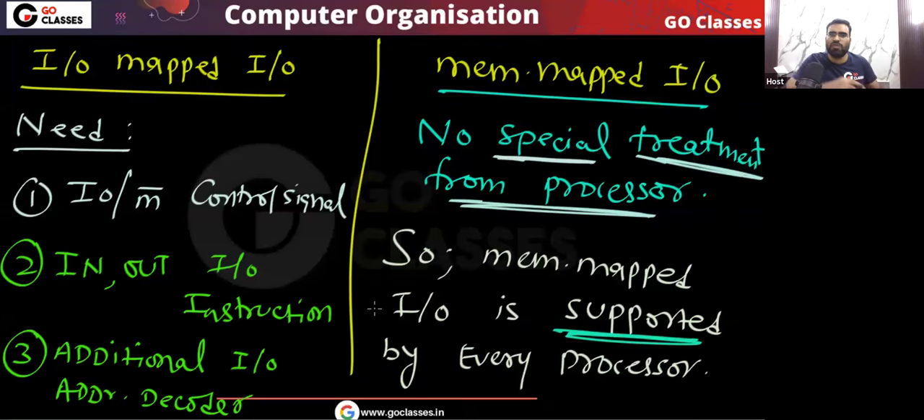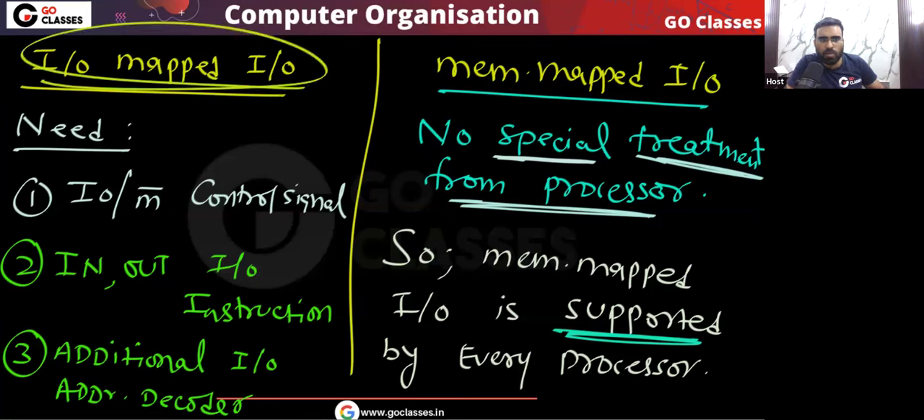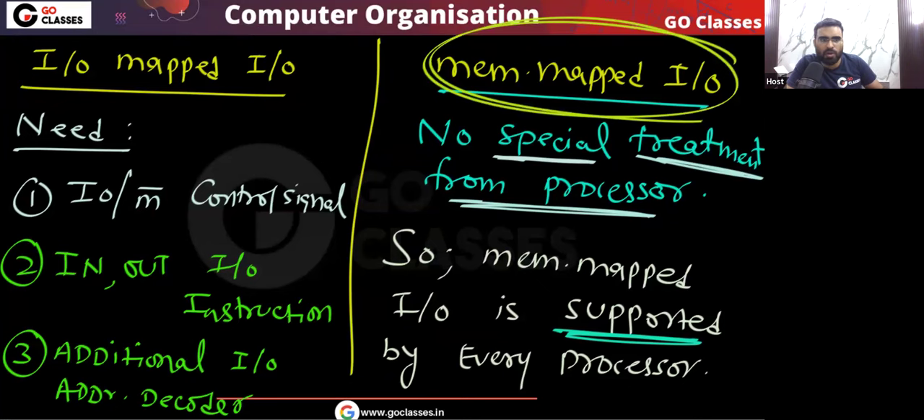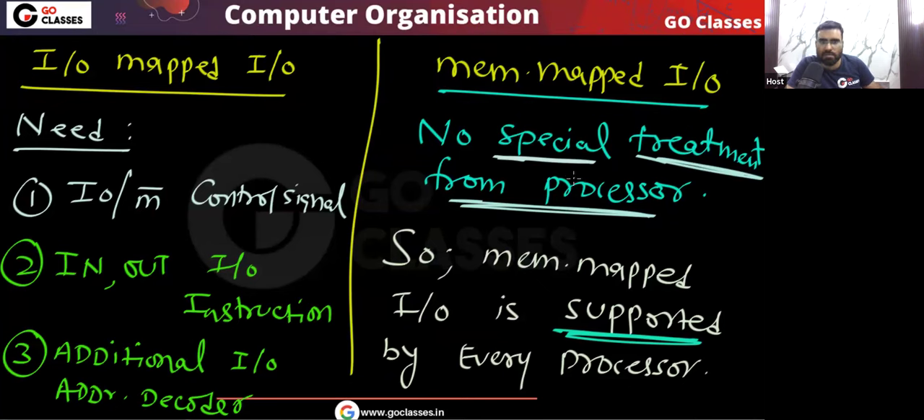Now it is your choice whether you want to use it or not. Is this point clear? Did you understand this point that memory mapped IO is supported by every processor? Each and every processor supports memory mapped IO. But it is your choice whether you want to use this facility or not. If you want to use IO mapped IO, yes, you can use it. But if you want to use memory mapped IO, that also you can use. So this is supported by every processor.